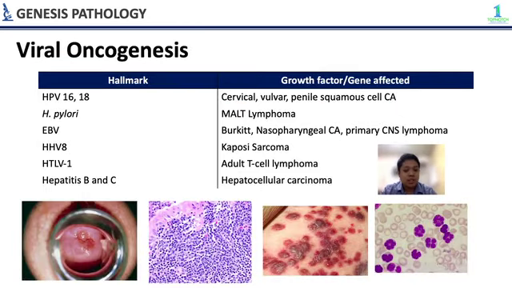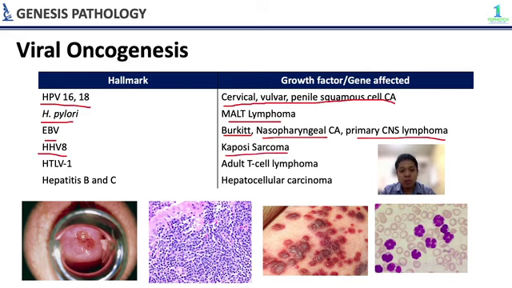So there are viruses also that can produce cancer. So yung HPV 16 and 18 natin, producing cervical, vulvar, and penile squamous cell CA. So, as adolescents and young adults, we should get the HPV vaccine. So, H. pylori naman, it can produce MALT lymphoma, EBV associated with Burkitt, nasopharyngeal CA, and primary CNS lymphoma, which is an AIDS-defining disease. HHV8 producing Kaposi sarcoma, also seen in AIDS patients. HTLV1 producing adult T-cell lymphoma, hepatitis B and C for hepatocellular carcinoma.